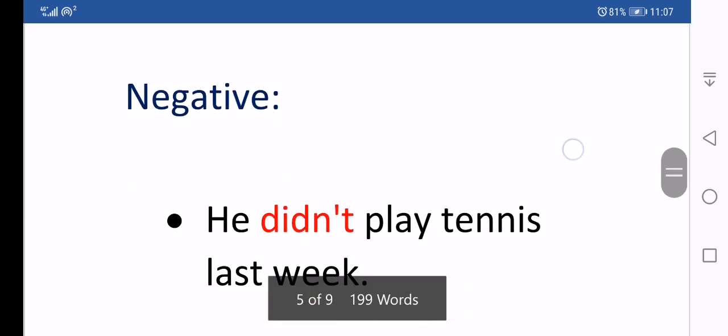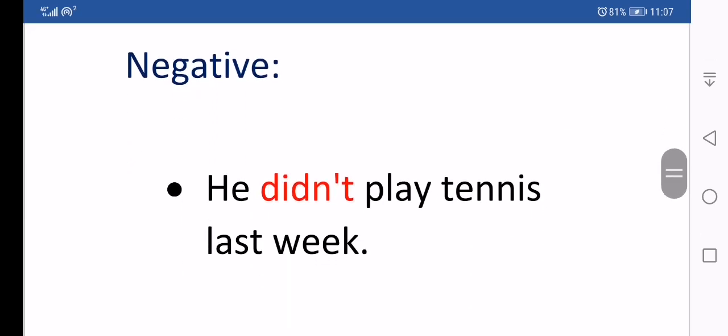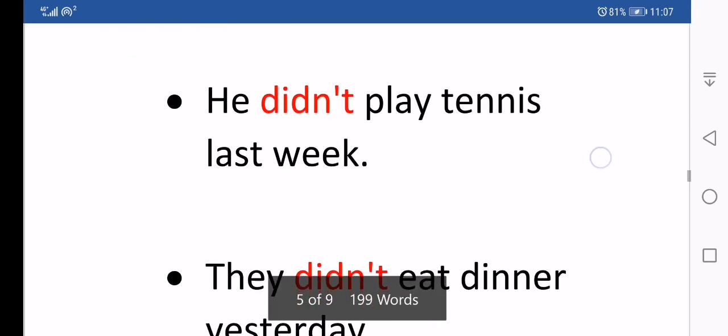How do we make negative sentences in the simple past tense? To make a negative sentence, we use the helping verb didn't before the main verb in the sentence. For example, he didn't play tennis last week. So after the helping verb didn't, we use the base form of the verb play. He didn't play tennis last week.